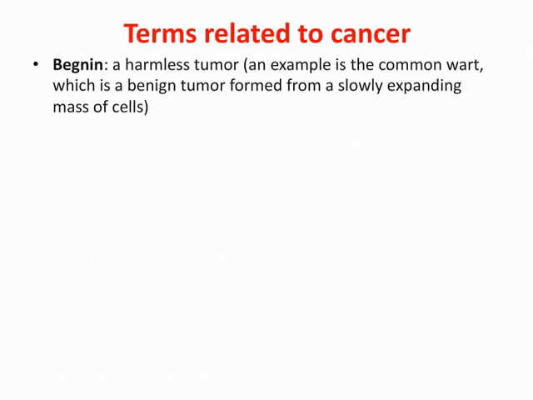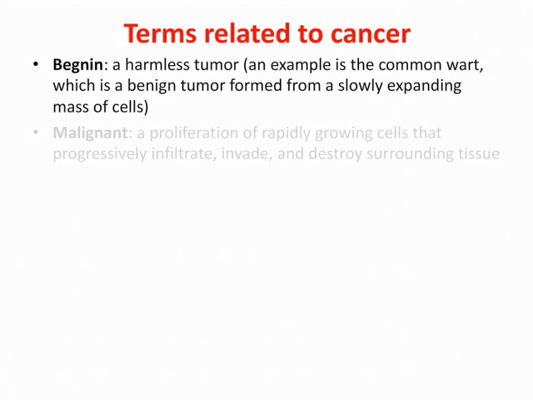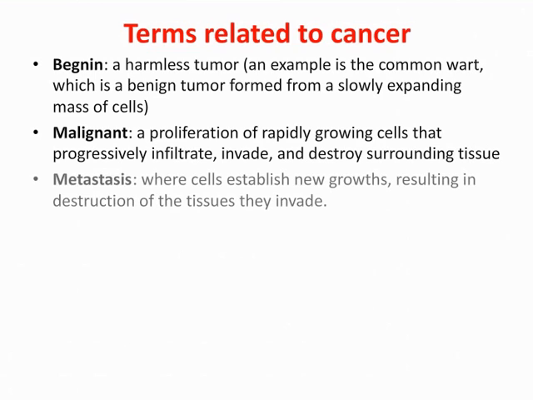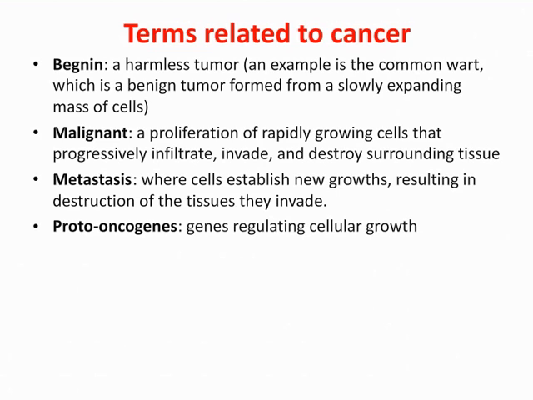So here we have a lot of terms relating to cancer. This is your first learning objective, so know this slide very well. So the first term we have is benign, which is just a harmless tumor. So a common example is a wart. Malignant means that it now is dangerous and it can rapidly grow and begin to destroy your surrounding tissue. Metastasis is where those cells will establish new growths into different locations in the body.